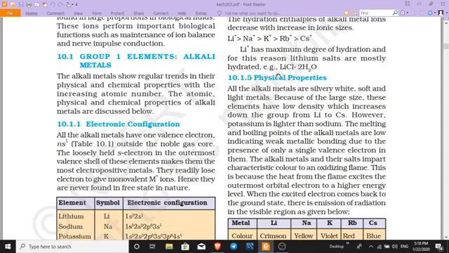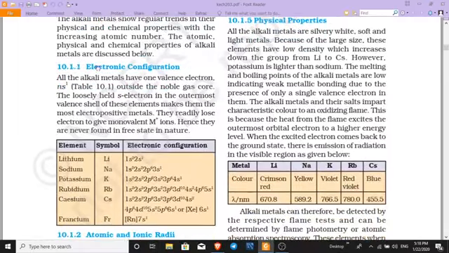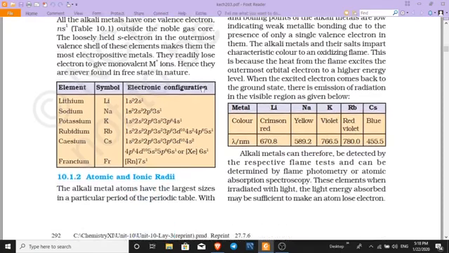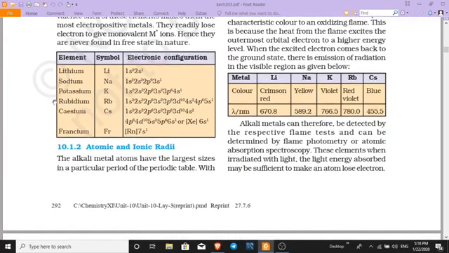The atomic, physical and chemical properties of alkali metals are discussed below. The first property is electronic configuration. All the alkali metals have one valence electron, ns1. Outside the noble gas core, the loosely held s electrons in the outermost valence shell of these elements make them most electropositive elements. They readily lose the electron to give monovalent M+ ions. Hence, they are never found in free state in nature. It means they are very reactive and always react with other compounds and are never found in free state.